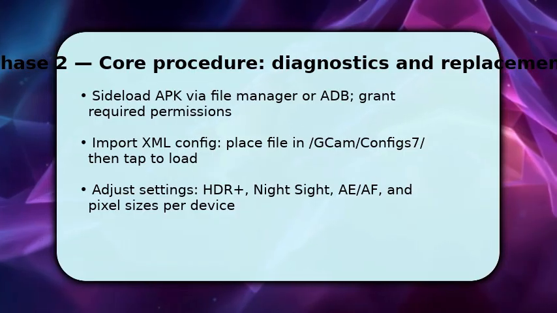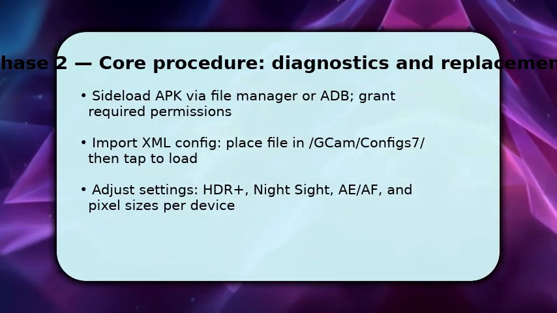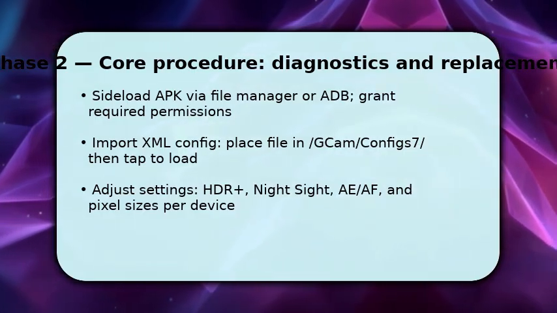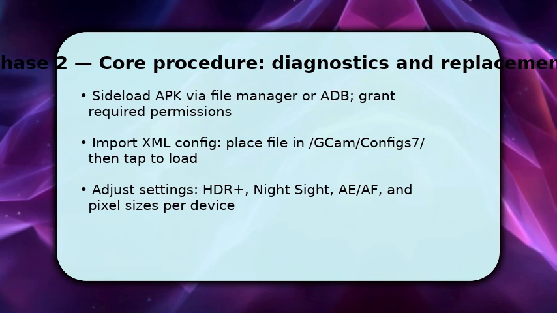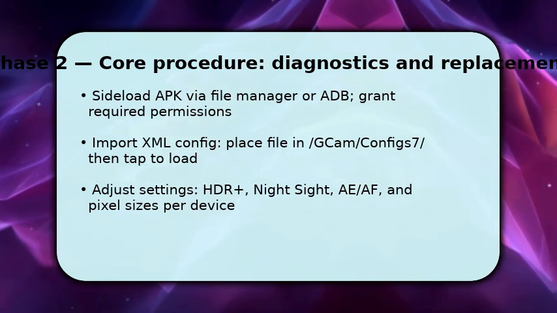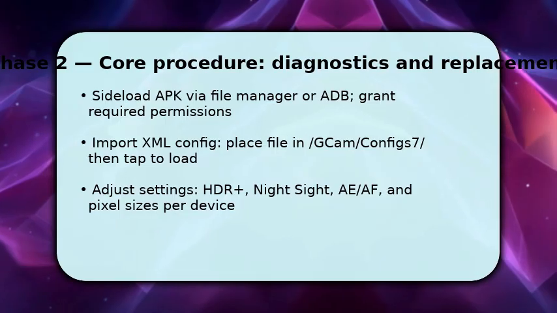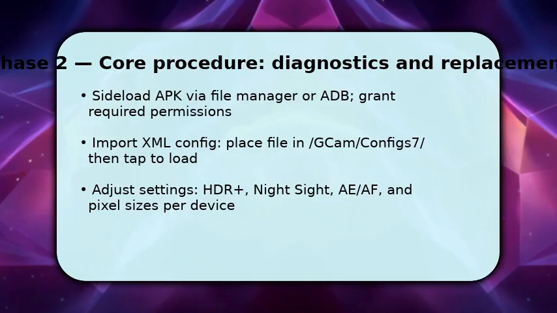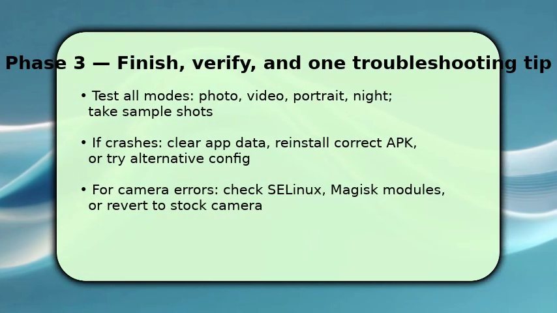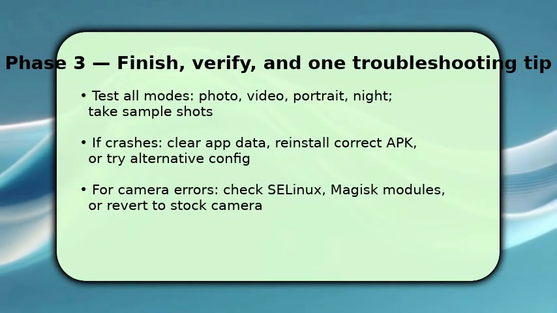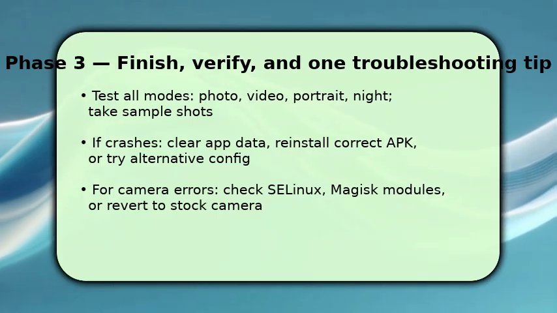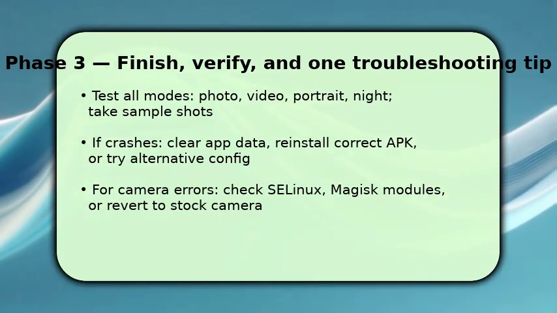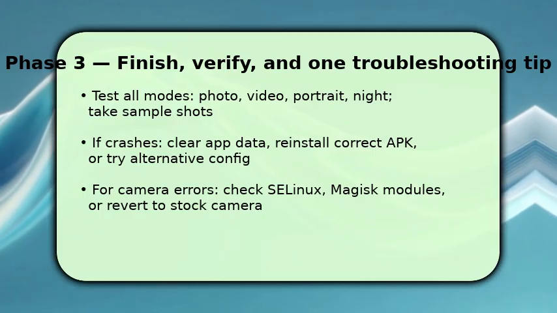After loading, fine-tune settings. Enable HDR+ night sight profiles, tweak AE/AF lock behavior, and check pixel size or resolution options. You now test every mode: photo, video, portrait, and night, taking sample shots at varying light levels to confirm stability and image behavior. If the app crashes or misbehaves, clear app data, uninstall, and reinstall the matching APK.